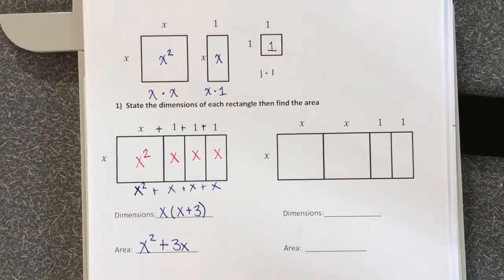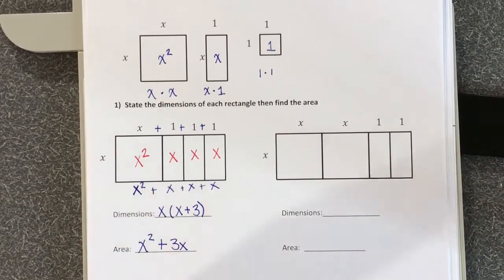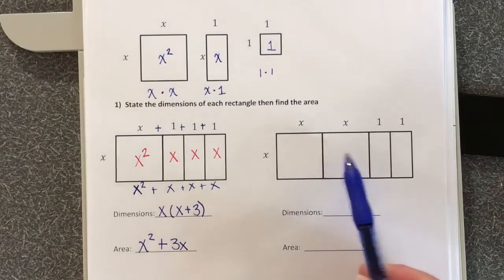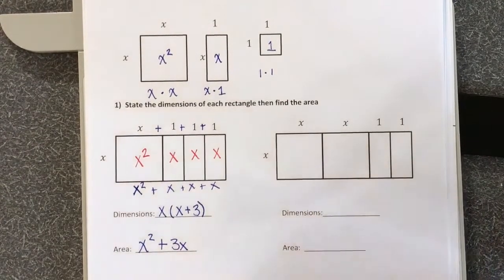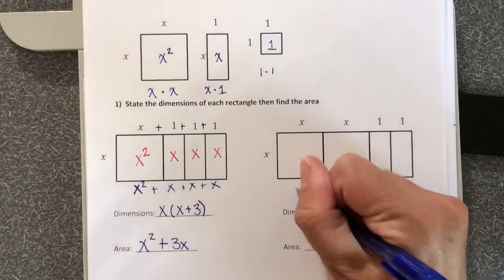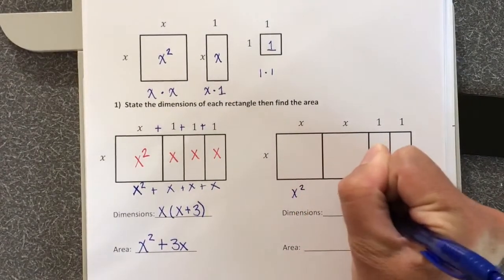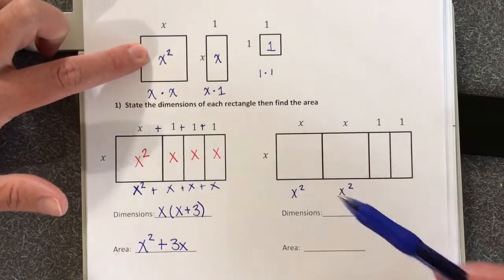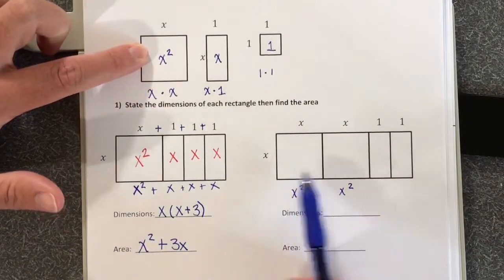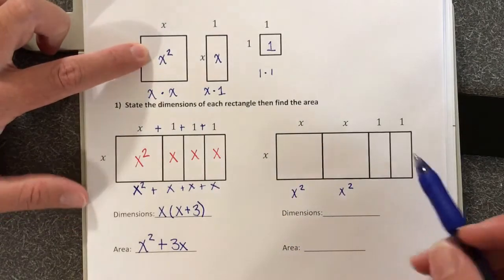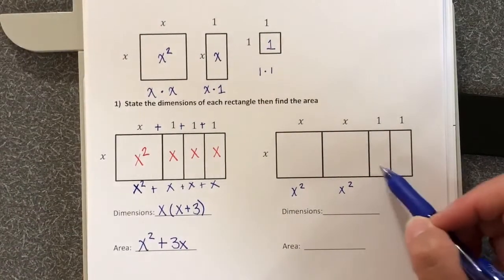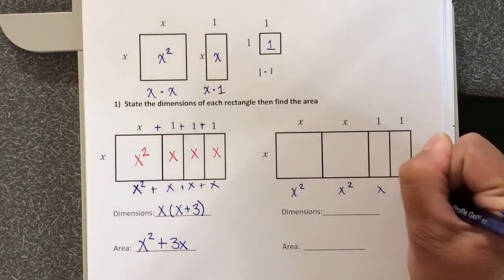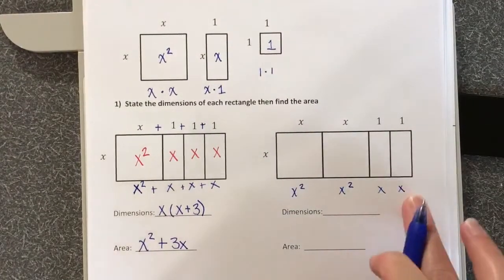Let's look at the next one. In this one, let's work backwards and start with our area. Notice how I have 2 x squared tiles, because we already talked about the area of those tiles. Then notice how I have 2 x tiles. So I have a 2x.